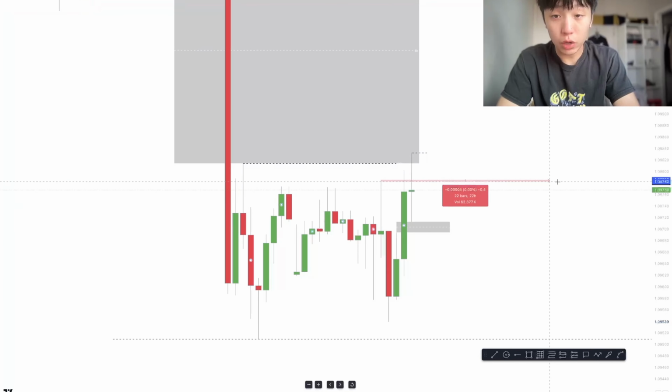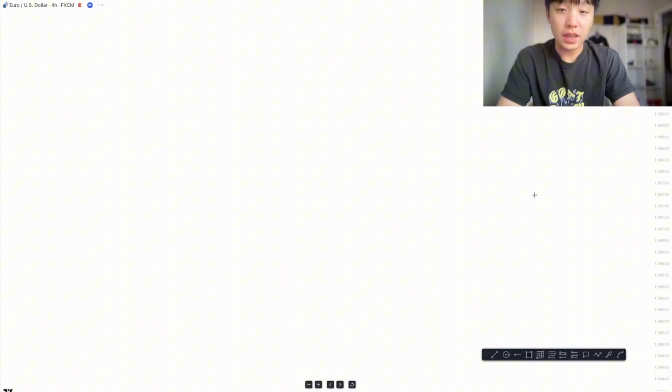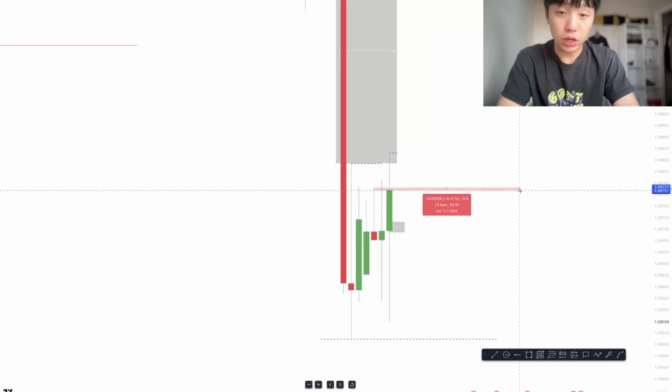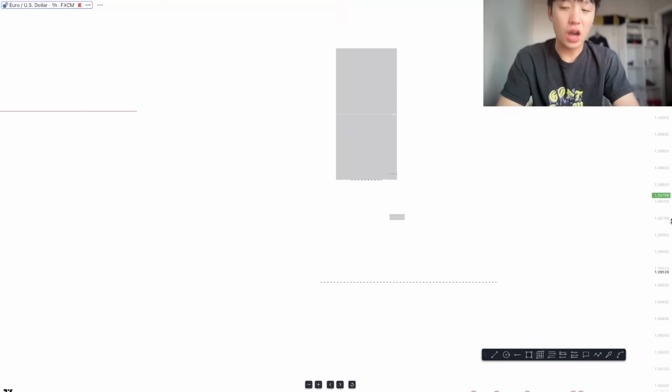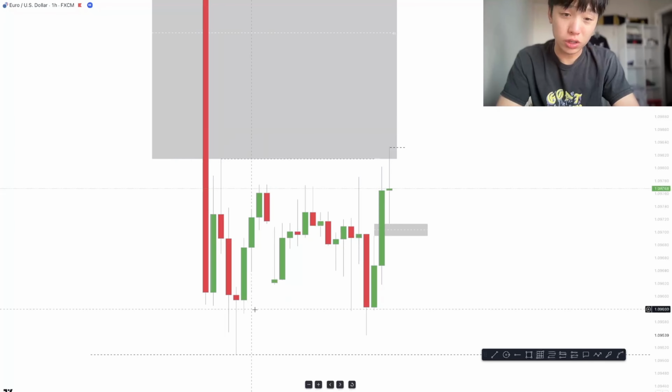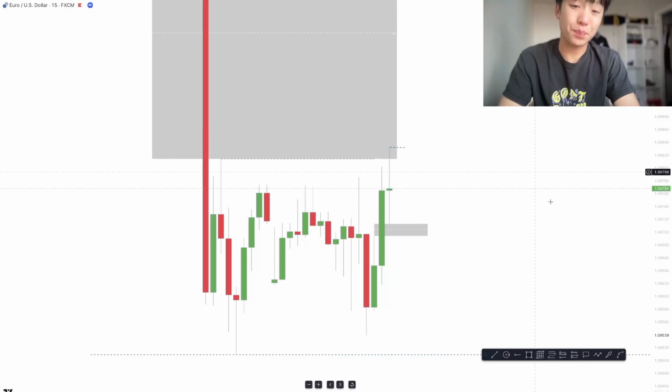We can see that we didn't break structure to the upside on the 1 hour. Same as the 4 hour, we didn't break structure. So we have been bearish on the high time frame. Admittedly, we are a bit choppy. We are low-key consolidating inside of this range, so that's not great.